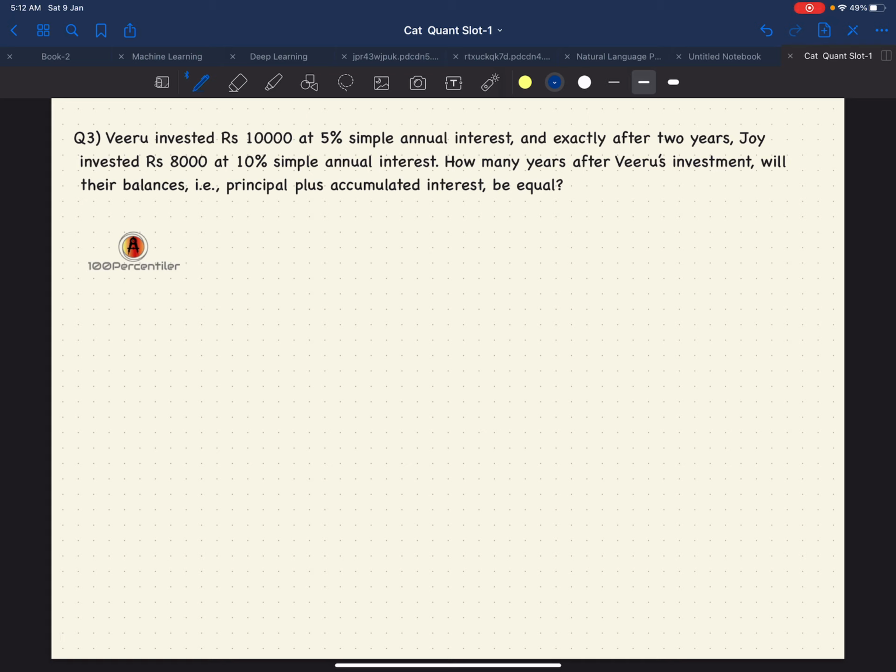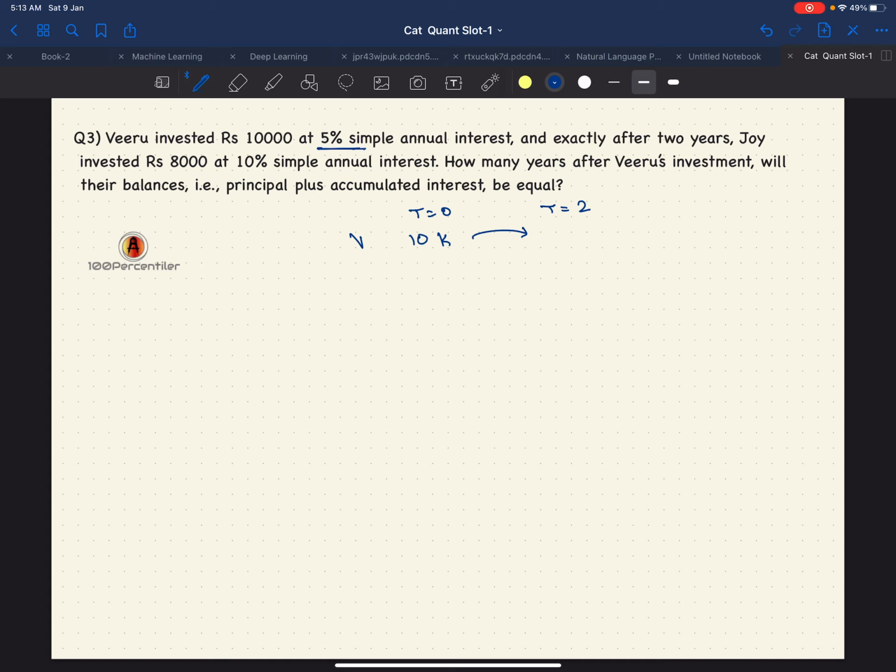Here we are given that Vidu invested 10,000 at 5% simple interest rate, and exactly after 2 years, Joy invested 8,000 at 10% simple annual interest. So if 10,000 is getting invested by Vidu, let's call it 10k. This after 2 years, so this is t equal to 2, this is t equal to 0. This after 2 years will become, so if the single year interest rate is 5%, then in 2 years, 10% will be gained, as it is a simple annual interest.